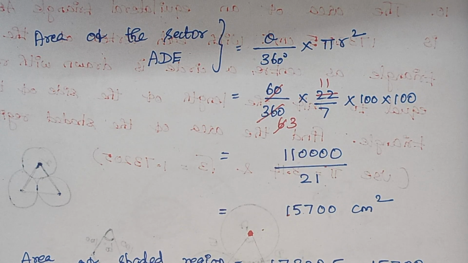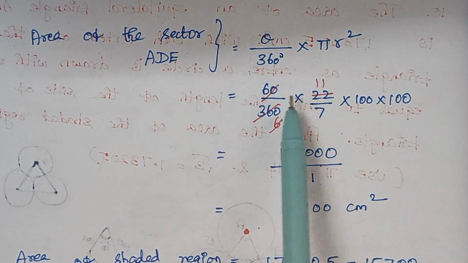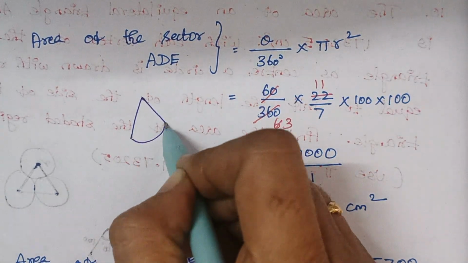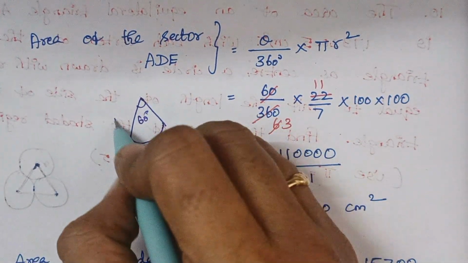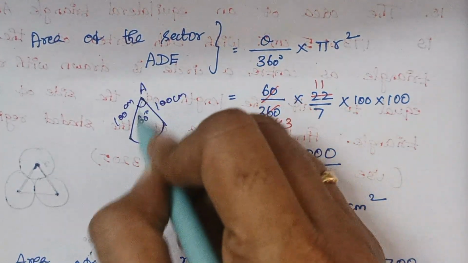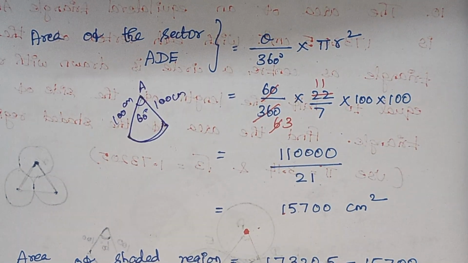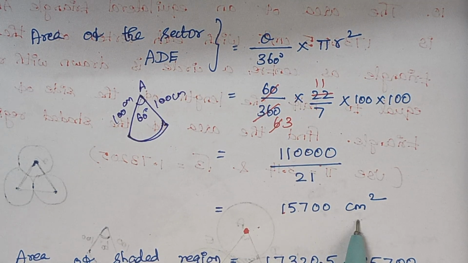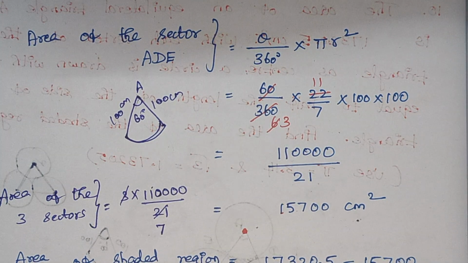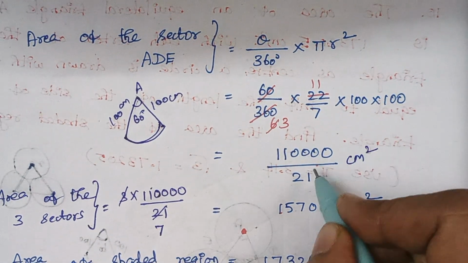The area of the sector is given by theta by 360 degree into pi r square. Theta is 60 and the radius is 100, right? We can even draw the diagram here, because it will make it simpler and you can easily understand. This is 100 centimeter, this is 100 centimeter, and this is the respective sector. When you solve this, we finally end up with the answer as 15700 centimeter square. Here the area of the single sector is given by this value, right?